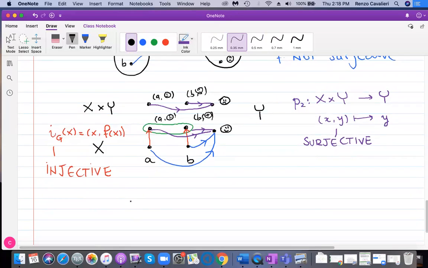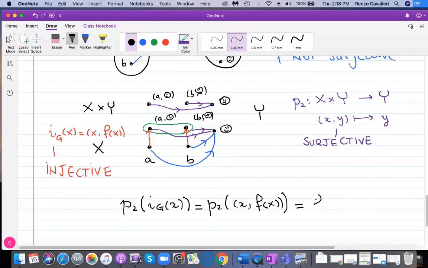So if you look at the composition P2 of IG of x, well, this is P2 of the pair x comma f of x. And this is equal to the second element in this pair, so that's equal to f of x.